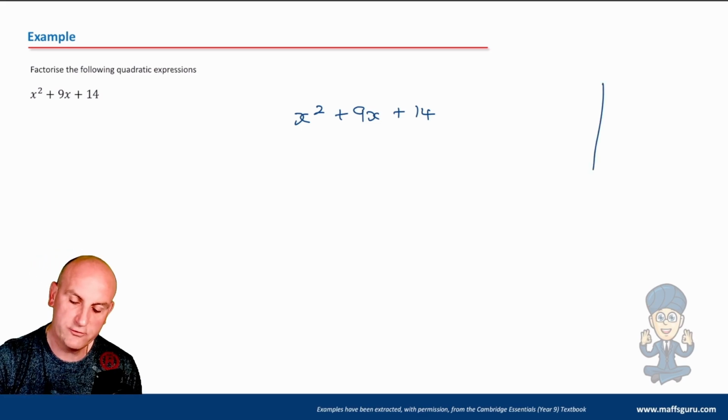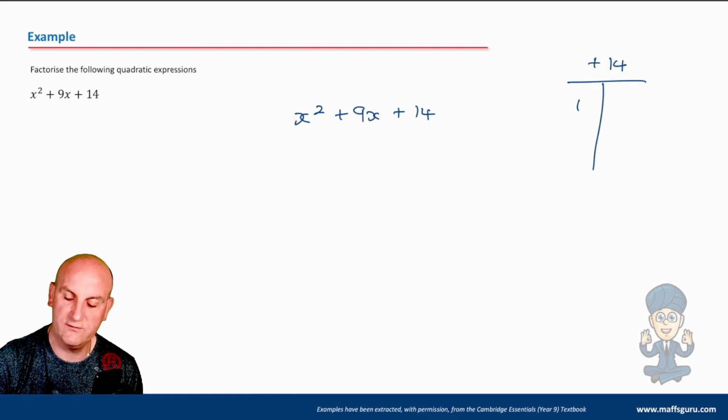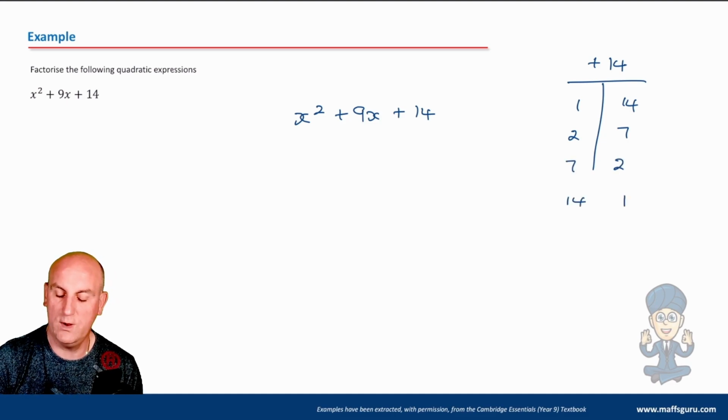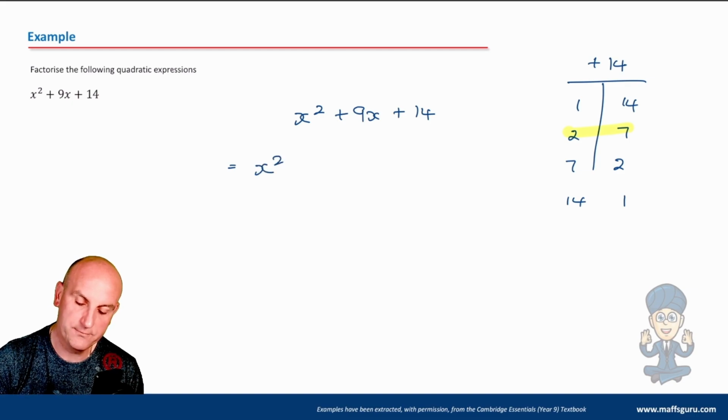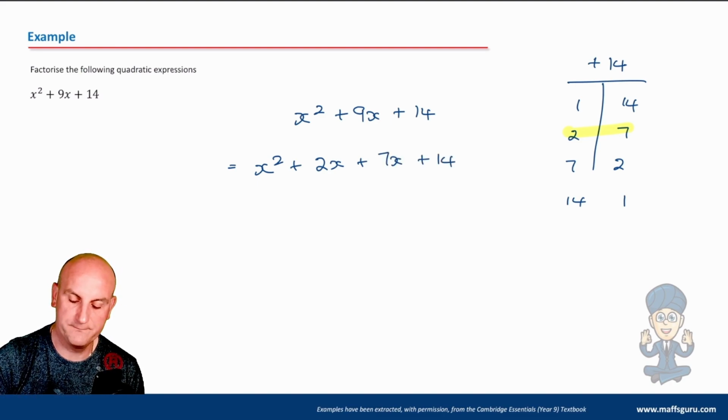Pause the video. Right? The trick here is, again, it's always the number in front of the x squared times the last number. So 1 times plus 14 is plus 14. So what do we have here? 1 and 14, 2 and 7, 7 and 2, and 14 and 1. Okay, so they all multiply to give 14, and I'm trying to find a pair that add to give 9. Well, again, I could have chosen either, but I'll use that one. So therefore we get x squared plus 2x plus 7x plus 14.